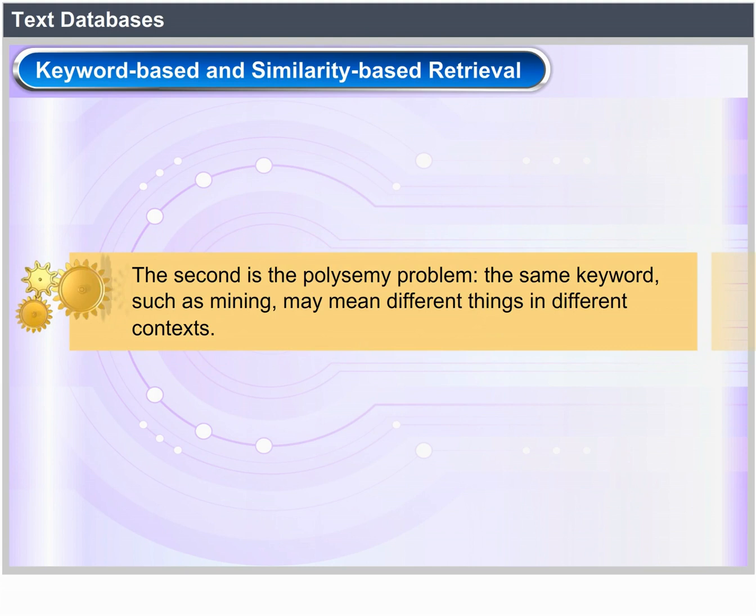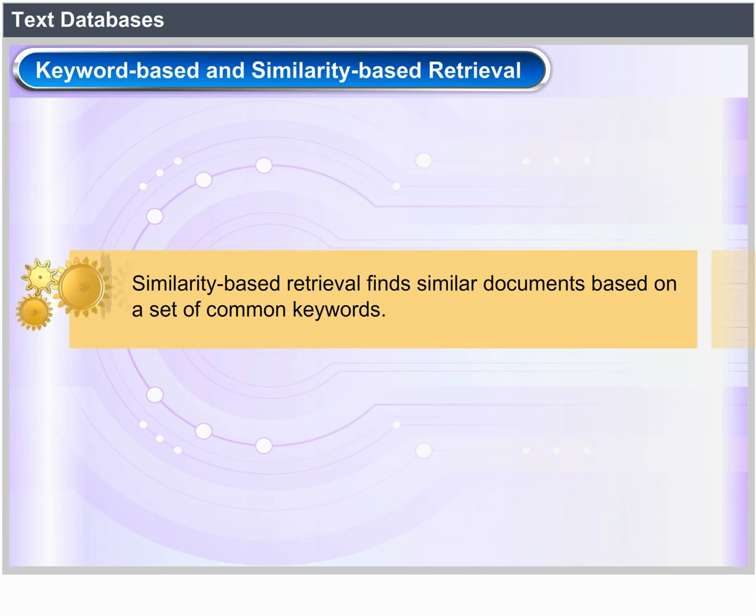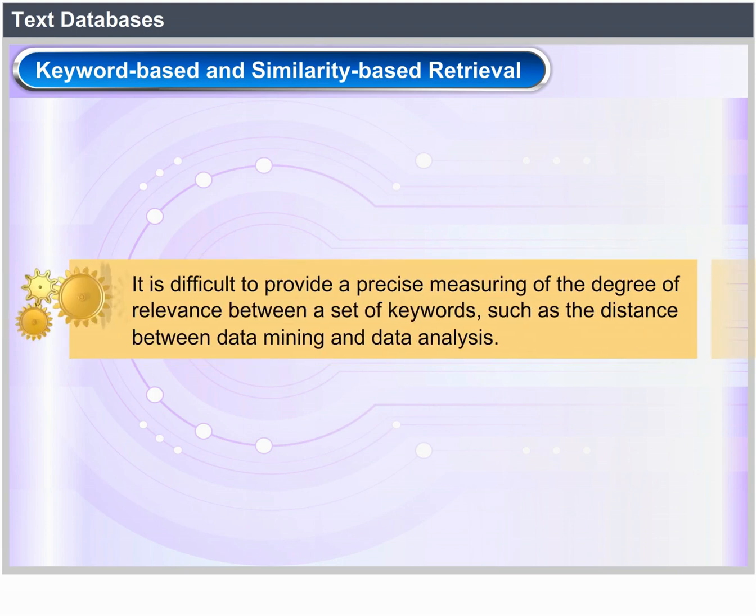Similarity-based retrieval finds similar documents based on a set of common keywords. The output of such retrieval should be based on the degree of relevance, where relevance is measured based on the closeness of the keywords, the relative frequency of the keywords, and so on. It is difficult to provide a precise measure of the degree of relevance between a set of keywords, such as the distance between data mining and data analysis.